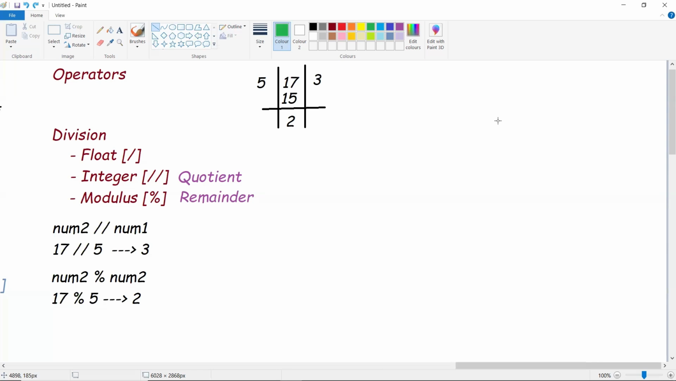Let's say if I do these values vice versa, 5 double slash 17 would give me the value 0. Wherever the numerator is smaller than your denominator, the quotient would always be 0. And similarly, if you do 5 modulus 17, the answer would be 5. So when you do numerator modulus denominator, and your numerator is smaller than the denominator, you get the answer as 5.